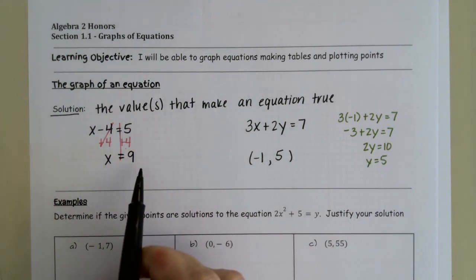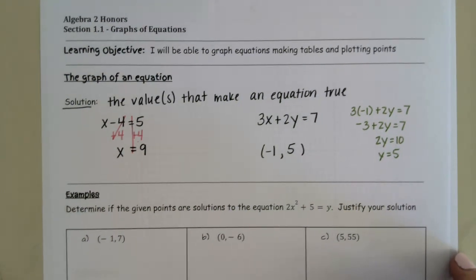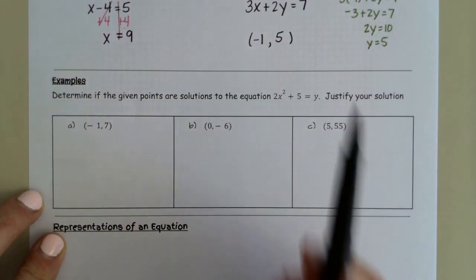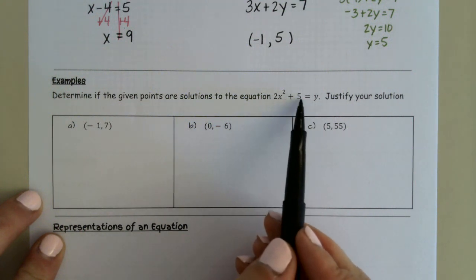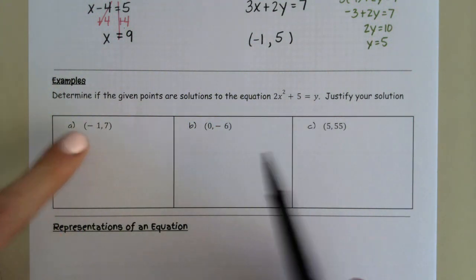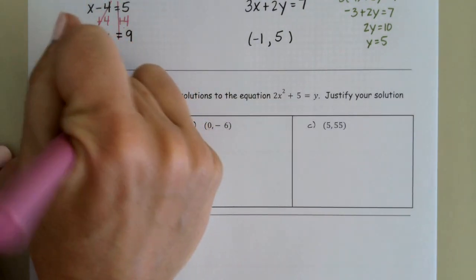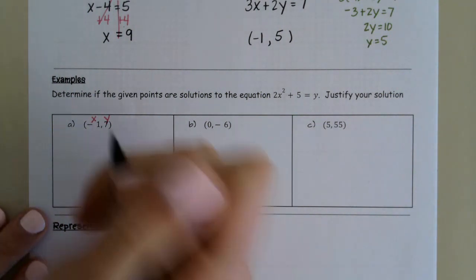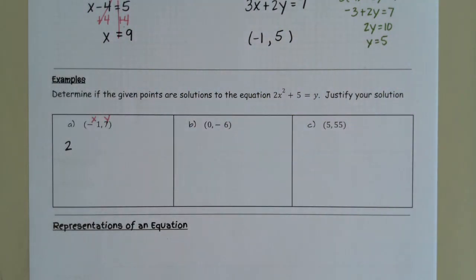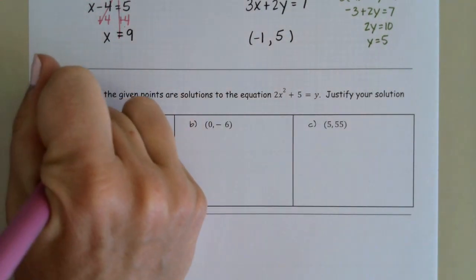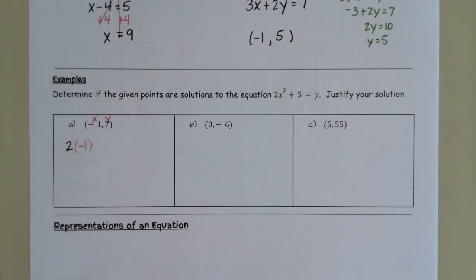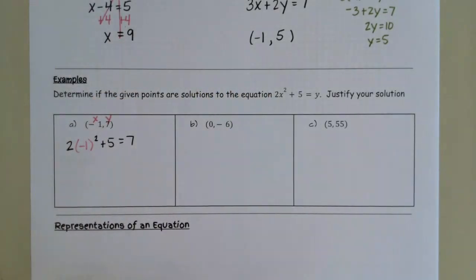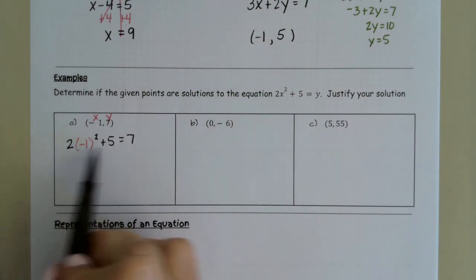Okay, so you could have one variable, you could have two variables. So, examples. Determine if the given points are solutions to the equation 2x squared plus 5y equals y. Well, I know this is my x value, this is my y value, so I can plug it in. So, 2 times negative 1 squared plus 5 equals 7. Okay, well, this we can calculate.